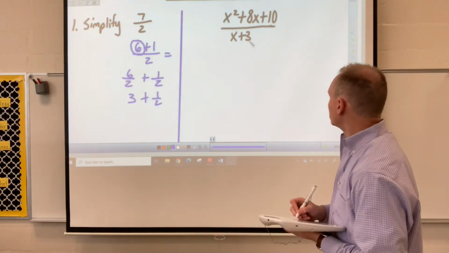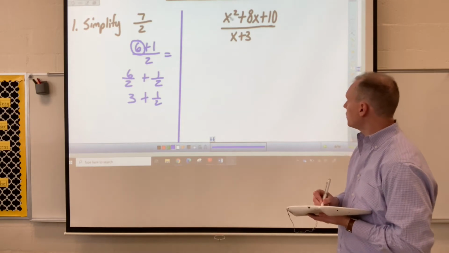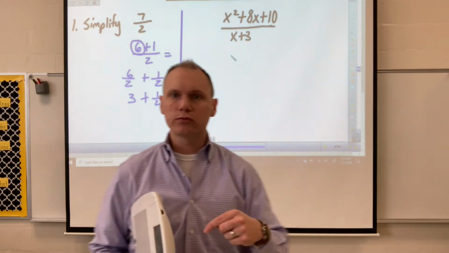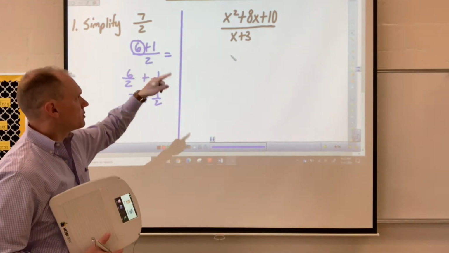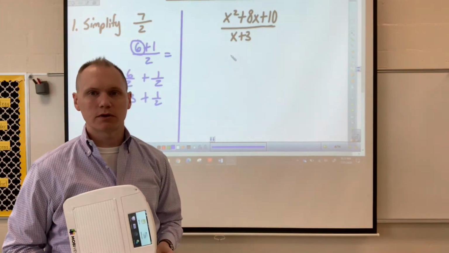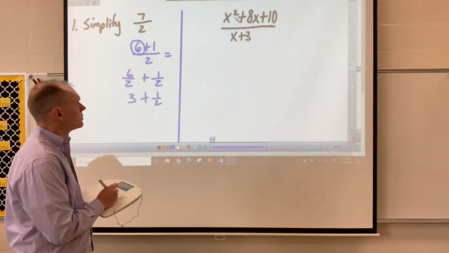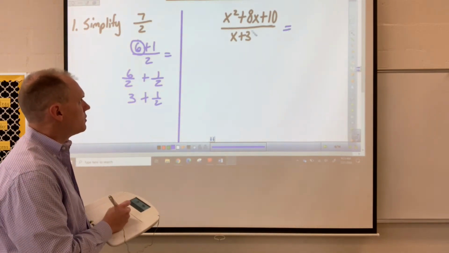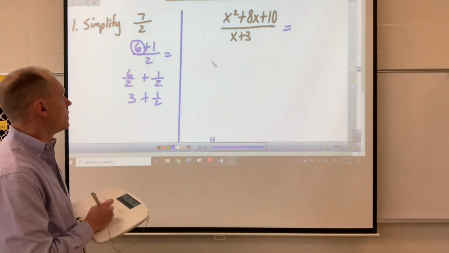So when we come over here to this fraction, we might think that, oh, let's factor x squared plus 8x plus 10 so that x plus 3 is a factor, and then those will reduce. The problem is, not only does x squared plus 8x plus 10 not factor, but it doesn't have a factor of x plus 3. So what we want to do is think about how we could rewrite this numerator so that it does factor into something that has a factor of x plus 3. So let's rewrite this.